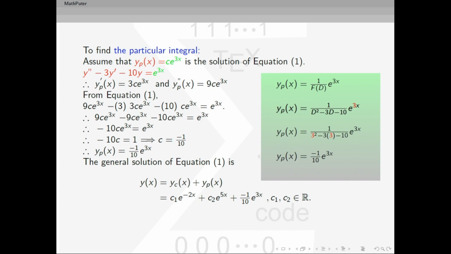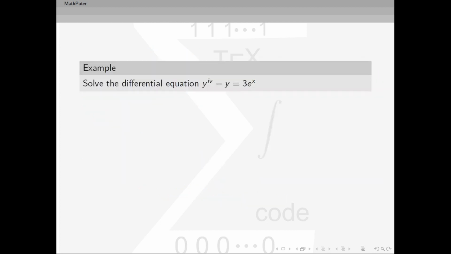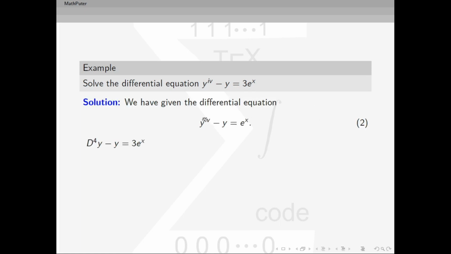Now let us go for the second example. The fourth derivative of y minus y is equal to 3 times e raised to x. Let us represent the given function in terms of D. So this is the fourth derivative, which gives us D raised to 4 y minus y is equal to 3 times e raised to x. The same thing we have.